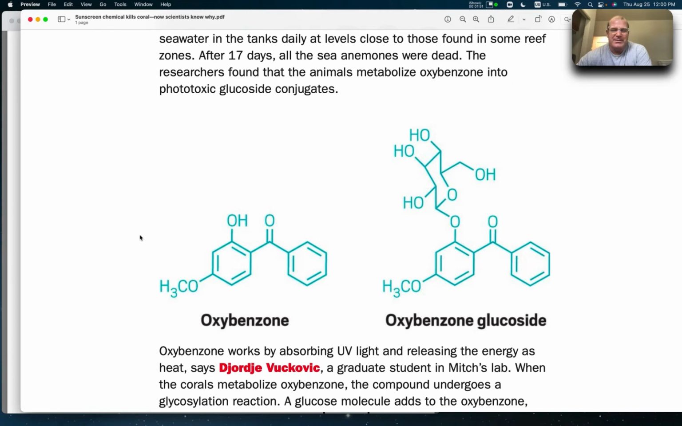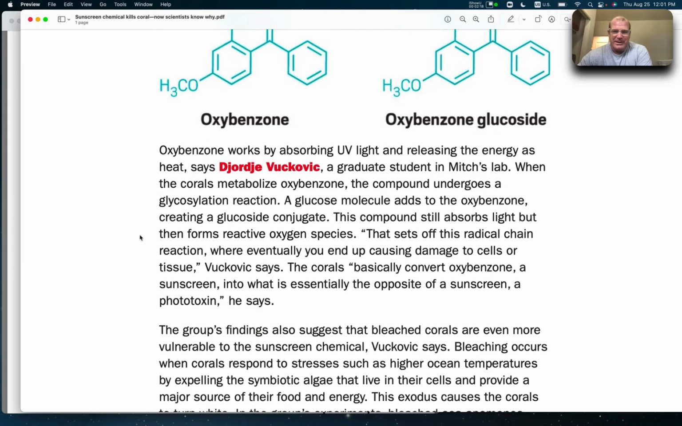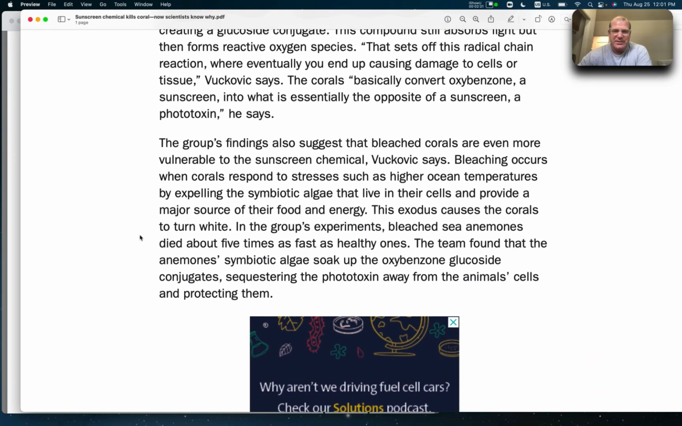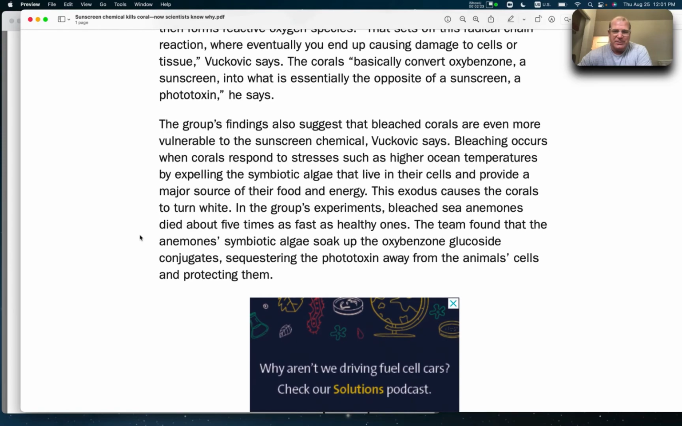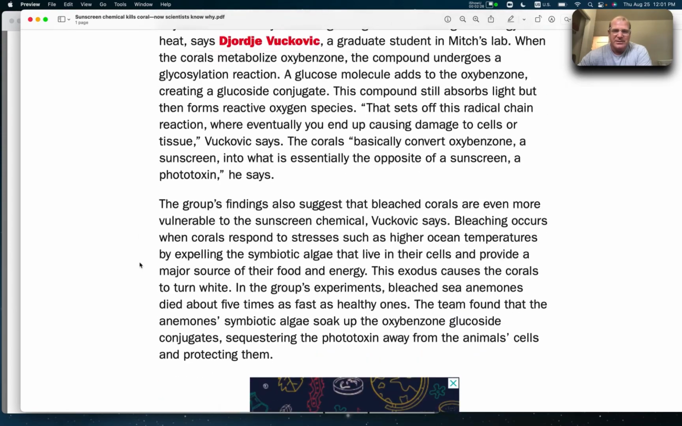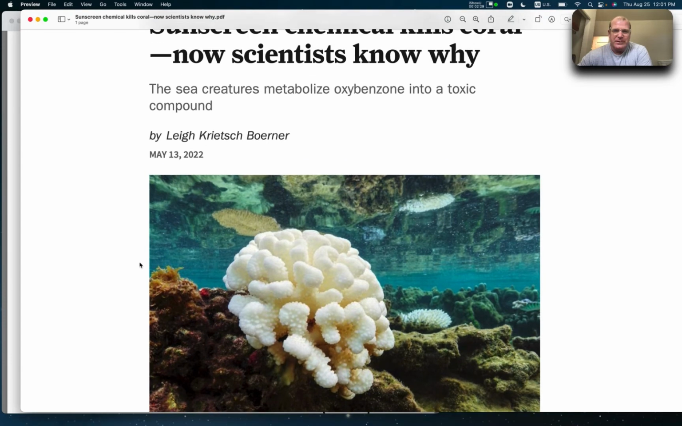And there are many, many other examples of the human body turning a chemical into something way, way more toxic. So it's not entirely surprising that other bioorganisms can take certain chemicals and turn them into something that's more dangerous for itself. So this is an example here, and it explains why oxybenzone is so damaging to coral reefs. So I think it's an interesting article. I hope you enjoy it.